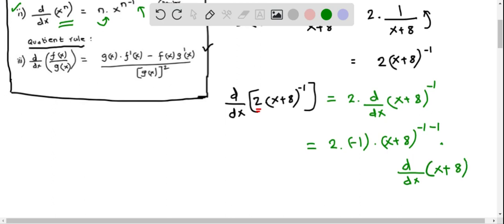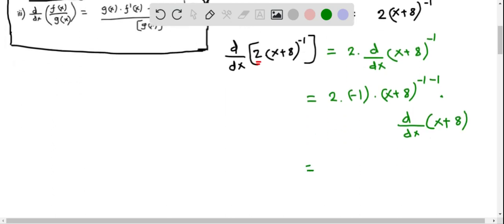Now in this next step, we can simplify this. So 2 times negative 1 is negative 2, and we have x plus 8 raised to the power of minus 1 minus 1, which is minus 2, and then the derivative of x plus 8 is basically the derivative of x and the derivative of 8. The derivative of x is 1. The derivative of 8, which is a constant, is 0. So it just gives only 1, which means if you multiply negative 2 with 1, it's not going to change the value.